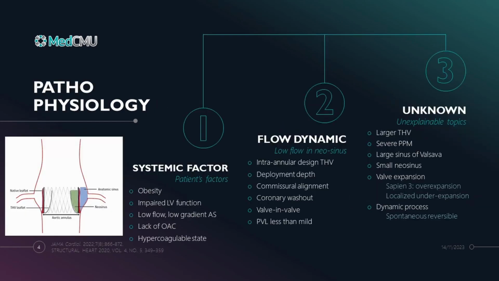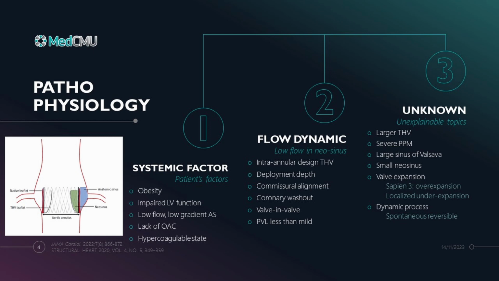The pathophysiology of valve thrombosis is multifactorial. Sometimes it may come from systemic factors themselves. The patients may have a hypercoagulable state, like obesity or something, and some patient factors can have an effect on the flow, like impaired left ventricular function or low flow, low gradient aortic stenosis. Also, if the patient doesn't take oral anticoagulation, there is a risk of thrombosis too.